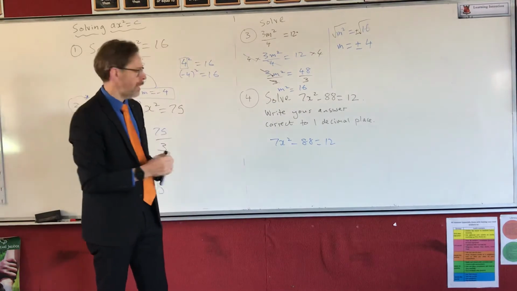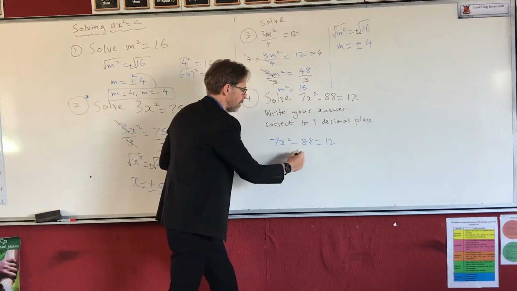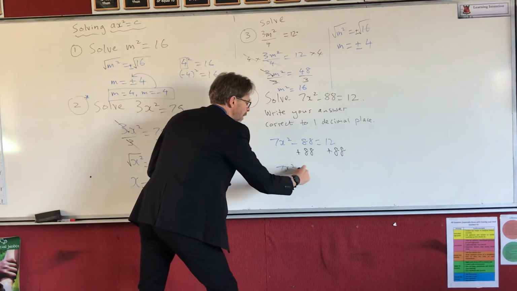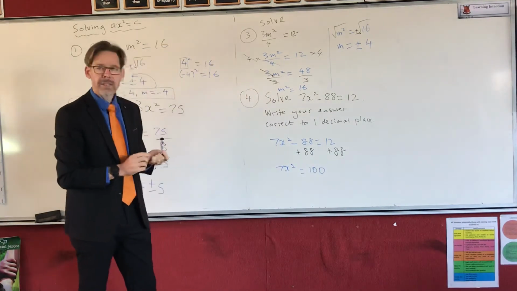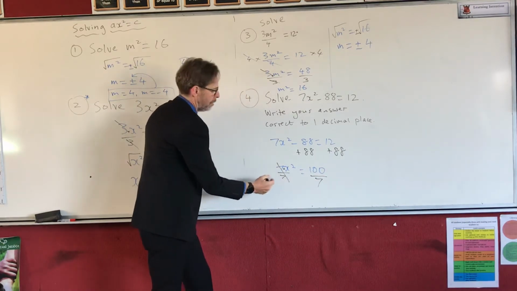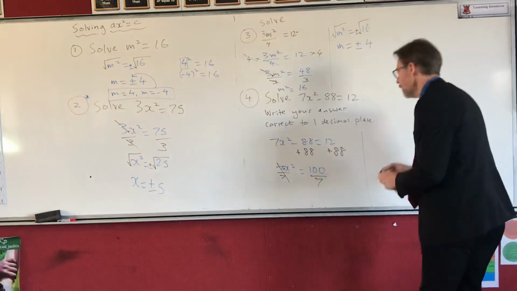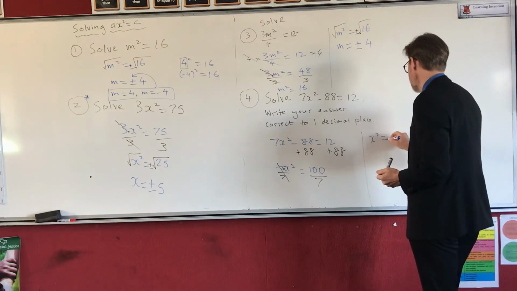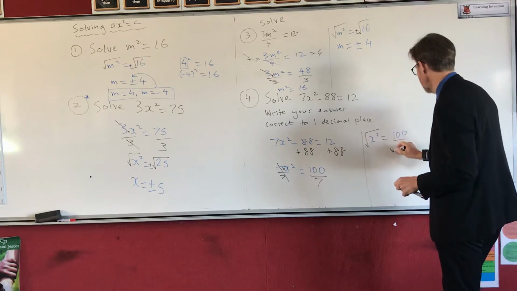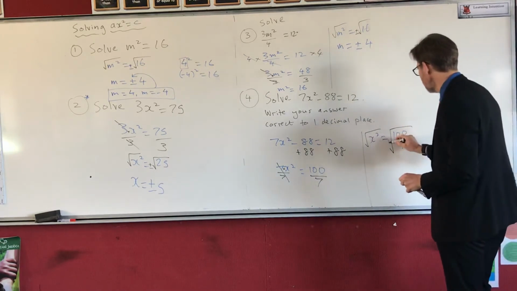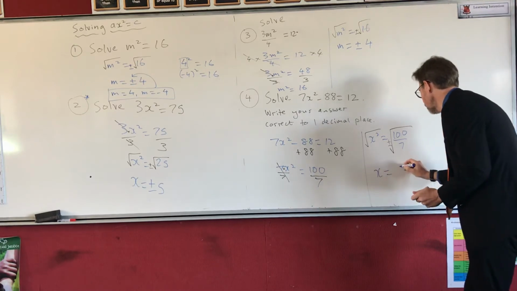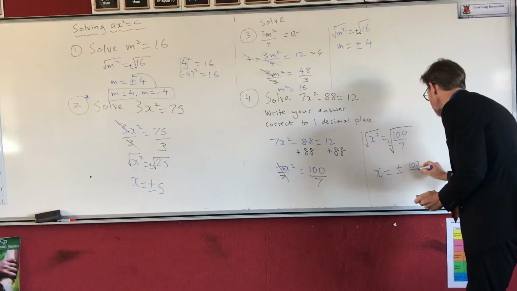Alright, now, first thing I'm going to do is get rid of the minus 88, because it's all by itself, so you always eliminate terms by themselves first. That gives you 7x squared is equal to 100. Now, we need to get rid of the 7 here. This is times 7, so I do the opposite by dividing by 7. The 7's cancel. Now, that will leave you with x squared equals 100 on 7. Okay, and the last step there is to square root. Now, you must put the square root over the whole fraction, and you put a plus or minus sign there. Now, that gives you x is equal to plus or minus the square root of 100 on 7.